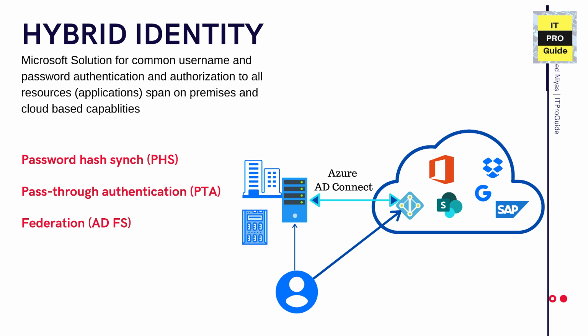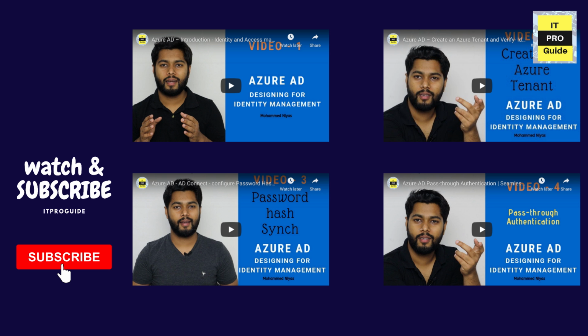Microsoft provides AD Connect, which is a tool free to download. You can install and configure password hash synchronization or pass-through authentication or federation. These three methods are available to have a single sign-on capability so that you can have a common username for your on-premises application and cloud application. Password hash synchronization and pass-through authentication, we already saw how to do that in the previous videos.